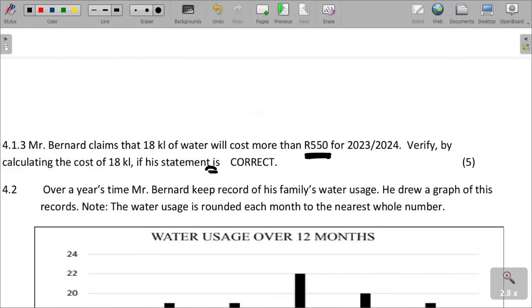Mr. Bernard claims that for the 0 to 6 kiloliters, 0 to 6 is equal to 6 kiloliters. Obviously, we are saying the maximum is 6 kiloliters, and then 6 to 18 is equal to 12 kiloliters.